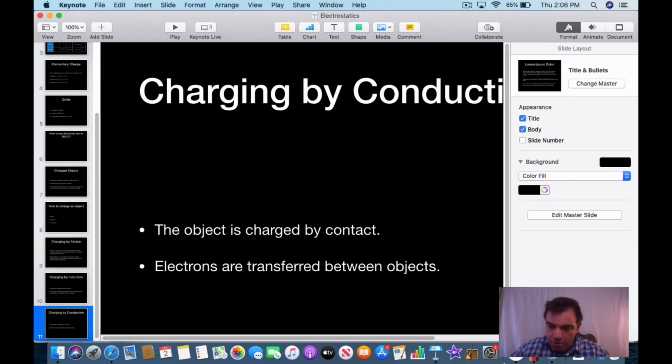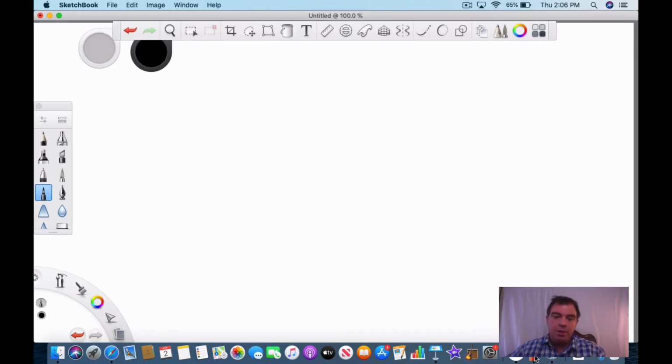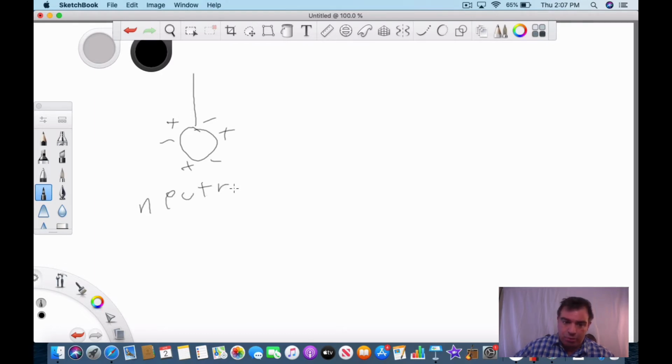So, let's go back to our sketchbook, as we can see right here. And again, both scenarios will count. So, we have right here a pith ball, and what do we say? If it's neutral, it's going to be an intermix of positives and negatives. They're going to move as far away as possible from each other. So that's going to be neutral.